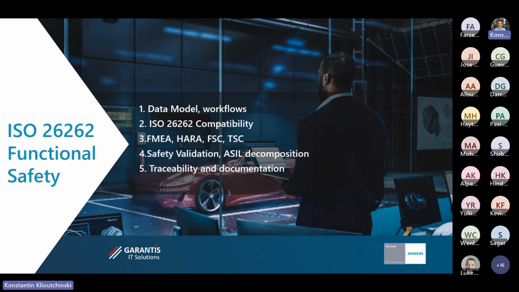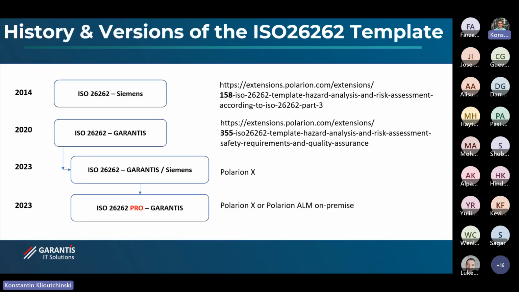So let's look at the functional safety template. We will look now at the data model and also different features which the template provides. There will be FMEA, HARA, functional safety case, safety validation, ASIL decomposition, and also traceability and documentation. Many of you know these terms, so I hope they are familiar to you. And we will see how these terms come together in the template and how they are implemented in Polarion.